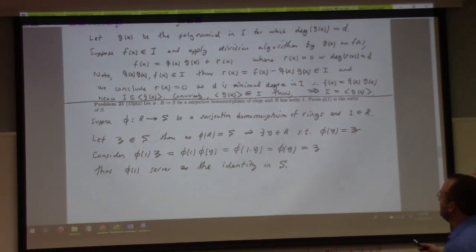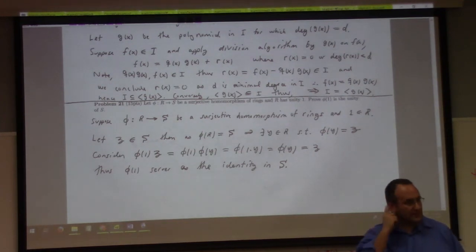So the point is, if it's surjective and we pick Z in S, that means that there's something in R, call it Y, such that phi of Y is equal to Z. But if we look at phi of 1 times Z, that's phi of 1 times phi of Y, which is phi of 1 times Y, which is phi of Y, which is Z. Therefore, you can see that phi of 1 serves as the multiplicative identity in the codomain.